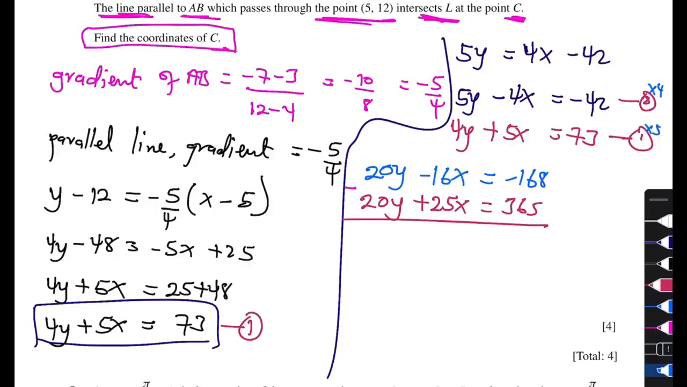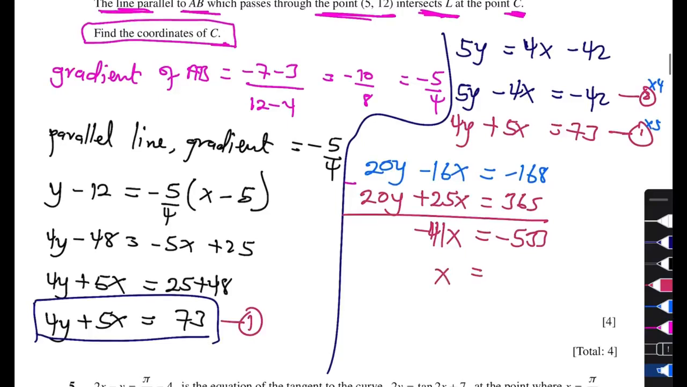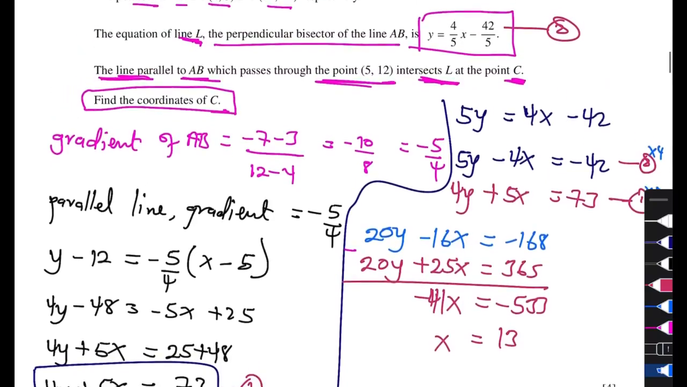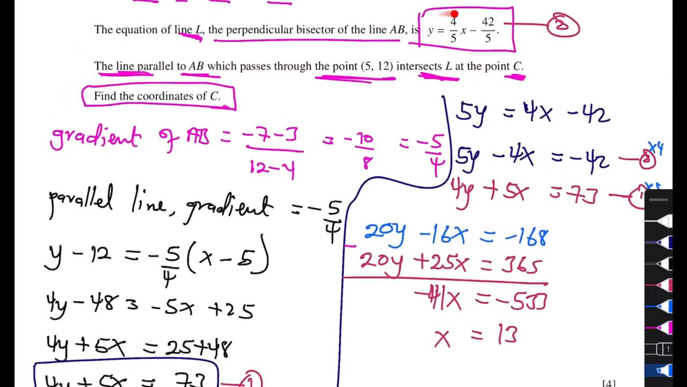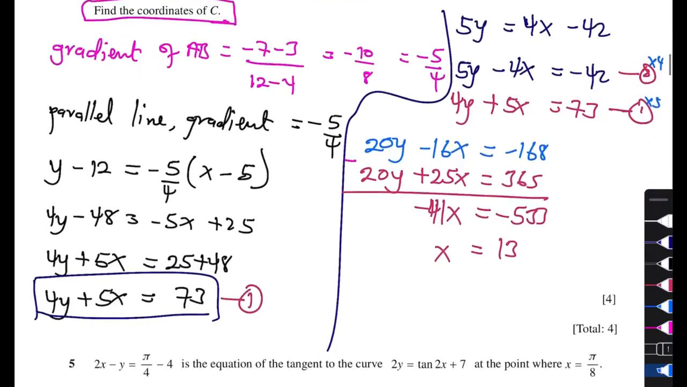Okay, so if I subtract, then the y's will be 0, and I'm going to have -16, minus 25, giving me -41x is equal to, then I have -168 minus 365, and that will also give me -533. I divide that by -41, and then I'm getting 13 as the answer. Okay, so right now that I have 13, I can put that into maybe this particular equation to find the value of y.